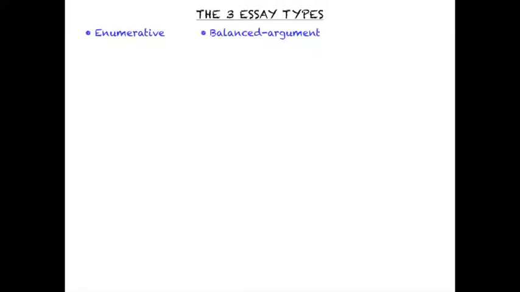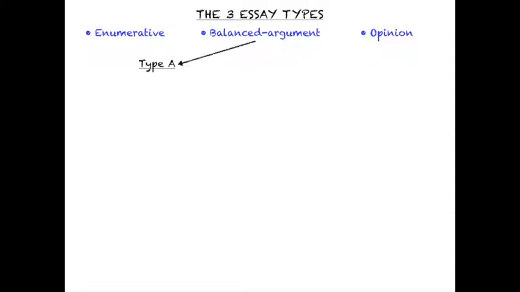So first, you write on the board this label, the 3 essay types, and of course they have learned so far the first 2, the enumerative and the balanced argument essay. And then the third kind is the opinion, which they will be learning later today. Now, emphasize that there are 2 kinds of balanced argument essays. One kind is the one that they learned during day 6.